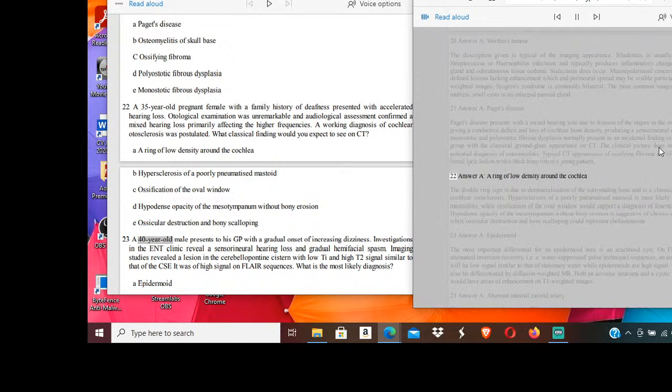Answer A. A ring of low density around the cochlea. The double ring sign is due to demineralization of the surrounding bone, and is a classical finding in cochlear otosclerosis.